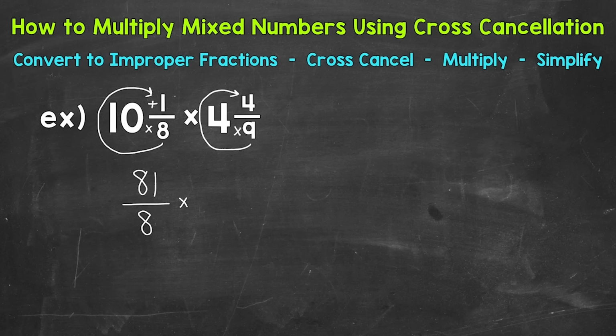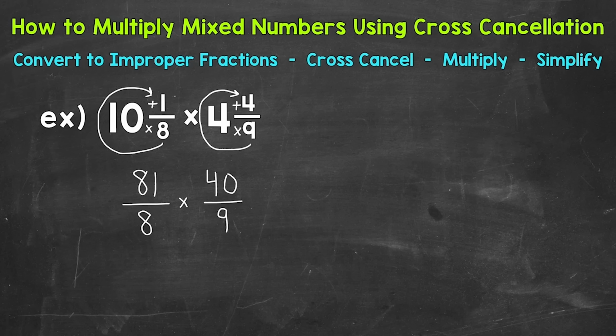Start at the bottom, we multiply, and then add. So 9 times 4 is 36, plus 4 is 40. So that's our numerator, and we keep our denominator of 9 the same. So we have 81/8 times 40/9.